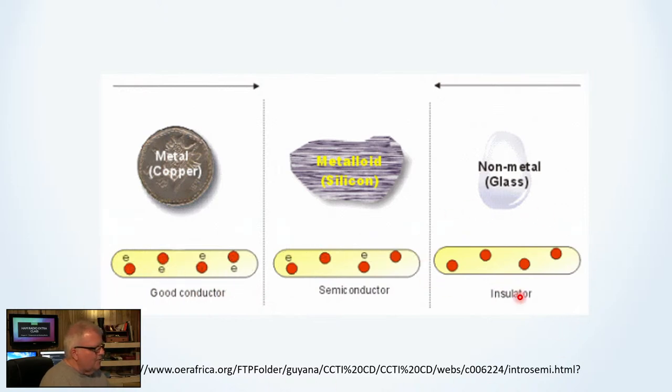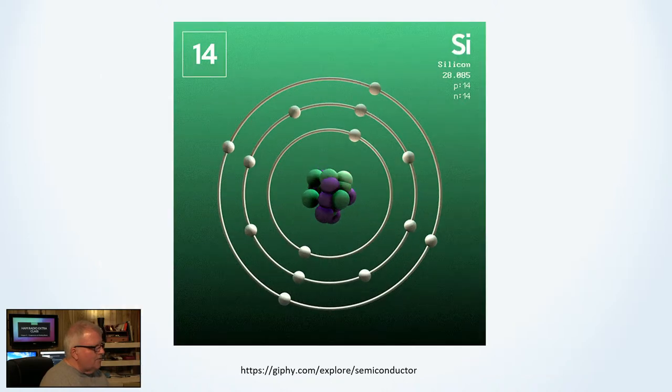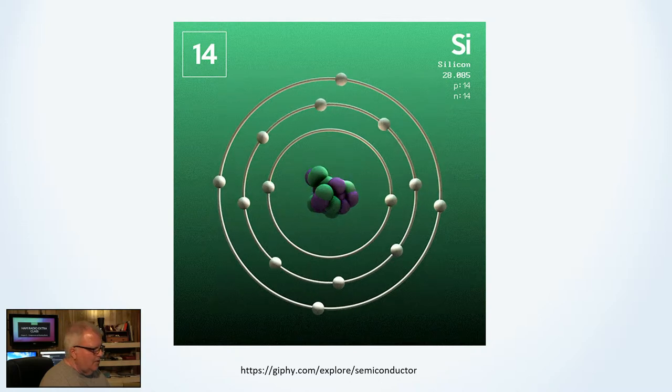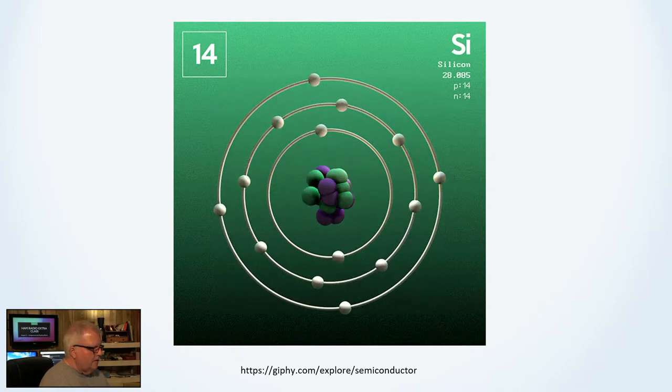An insulator, there's no movement. There's no free electrons. There's nothing happening. A semiconductor is somewhat in between. And the most popular semiconductor material today is silicon.